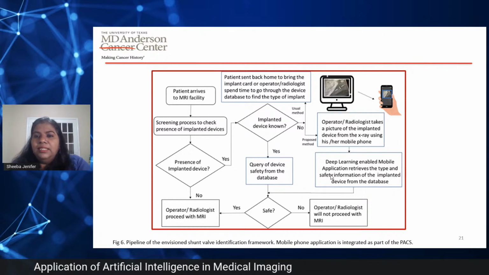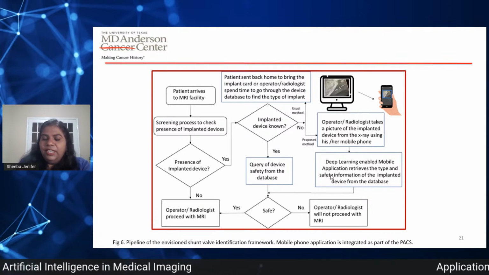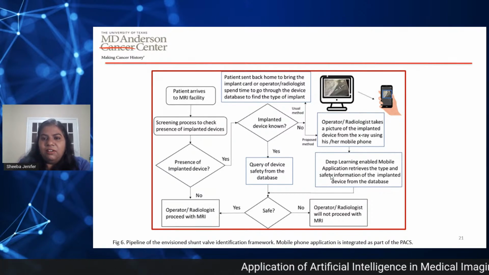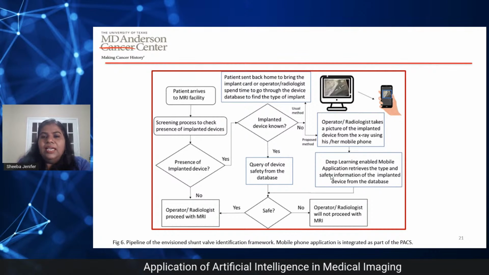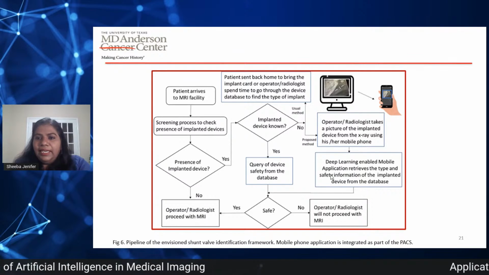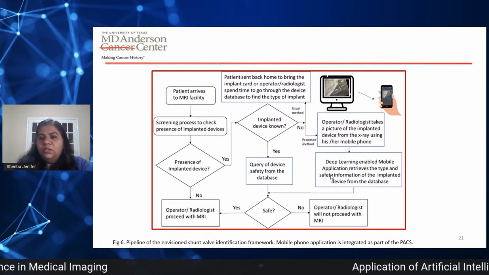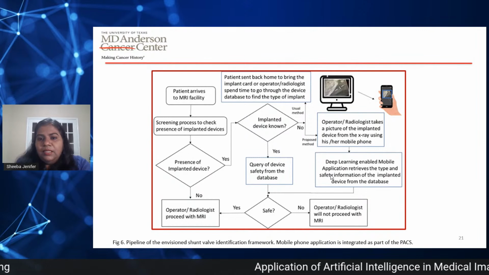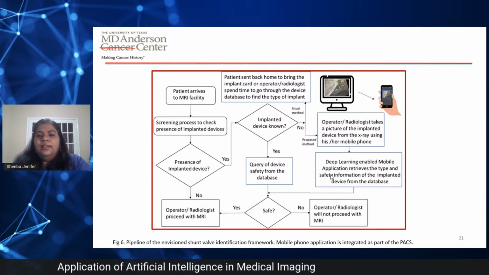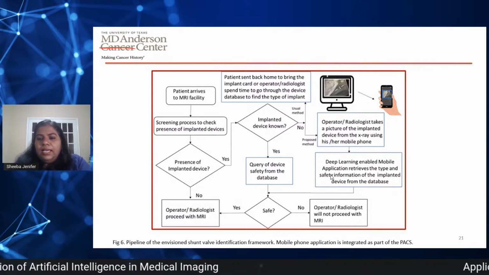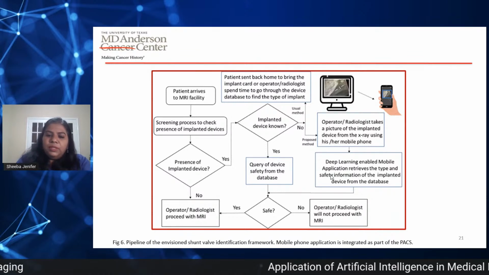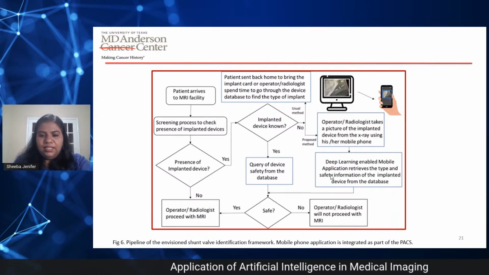So the app that has been already trained with deep learning models will automatically say, okay, this shunt valve is of this type A or B or C, and it is safe. Just allow the person to go in for a scan. So that's the ultimate aim of creating this mobile app using deep learning technique. The patient or the radiologist or a technologist just uses a mobile phone to take a picture, and that app or the application will say whether the patient is safe or not.